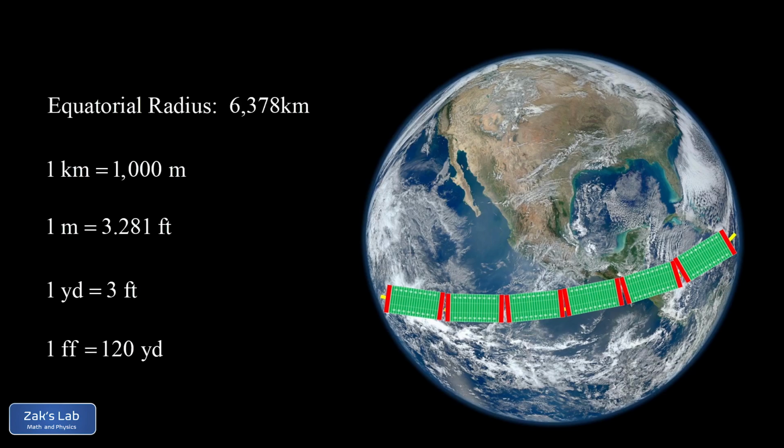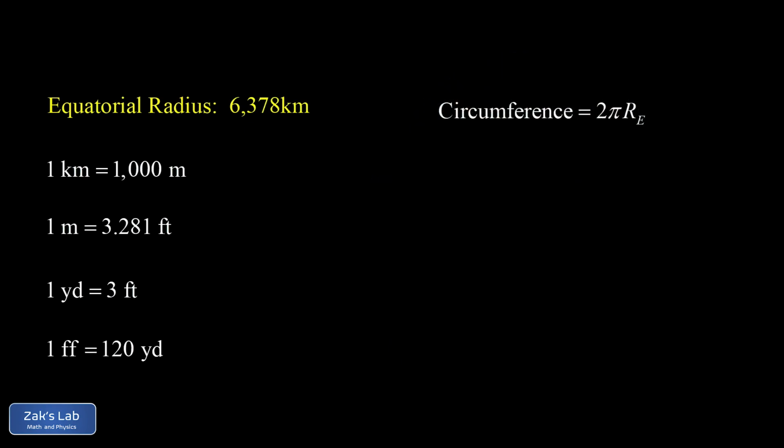to us in kilometers. This means we can quickly get the circumference of the Earth at the equator by multiplying by 2 pi. So the circumference is given by the formula 2 pi r, and so we plug the numbers in, and we get a circumference of 40,074 kilometers, just keeping 5 digits of precision for the moment.